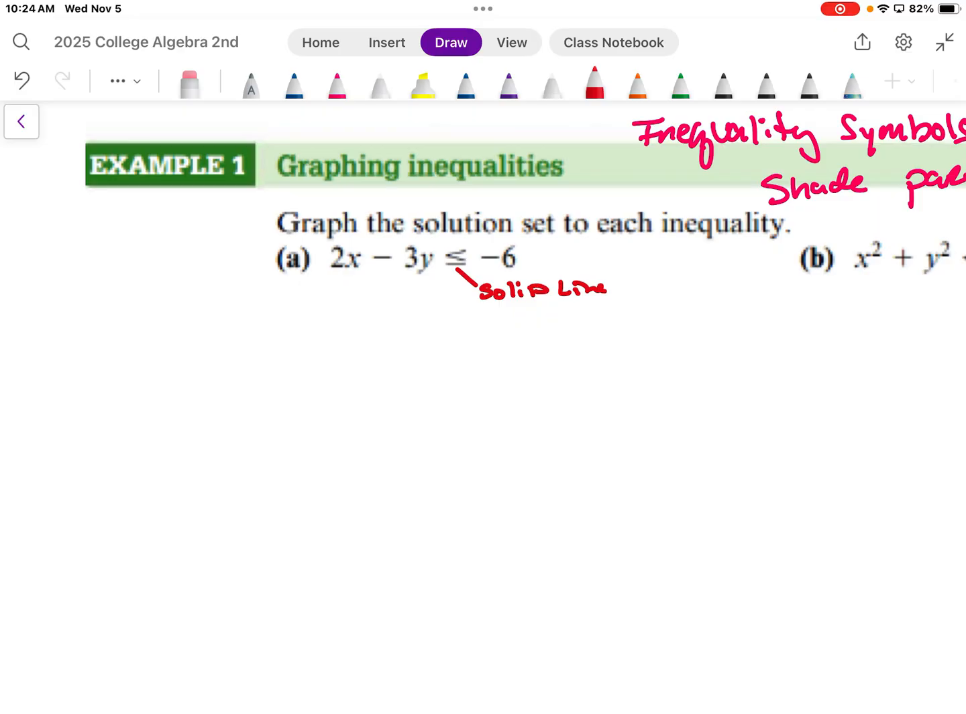So first thing I'm going to do is solve this for slope-intercept form. So 2x minus 3y is less than or equal to negative 6. I'm going to carefully just solve for slope-intercept form.